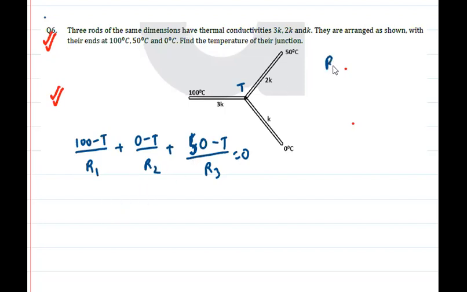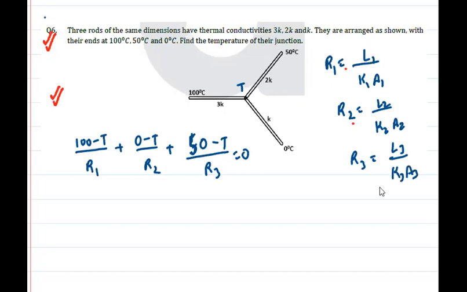Now we know that R1 is equal to L1 by K1 into A1. R2 is equal to L2 by K2 into A2. And R3 is equal to L3 by K3 into A3. Makes sense, tell me. Yes, right? Now, same dimension, length and area is same. The K will be changed. So if you put the value, L by A will be taken as common and it will be canceled.